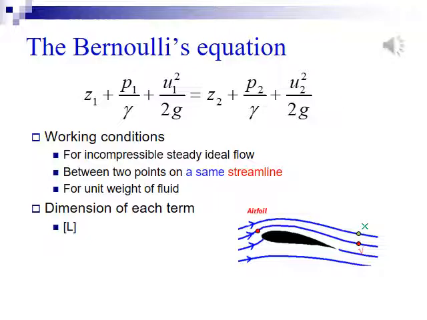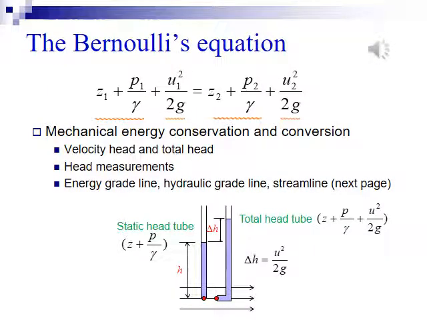Be careful with the working conditions of Bernoulli's equation. So in the picture, we can apply Bernoulli's equation between two red points, but cannot do that between the red and the green. U squared over 2g is called velocity head. The sum of three terms is called the total head, which is total mechanical energy of unit weight.